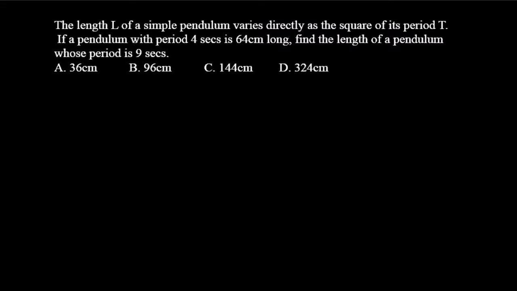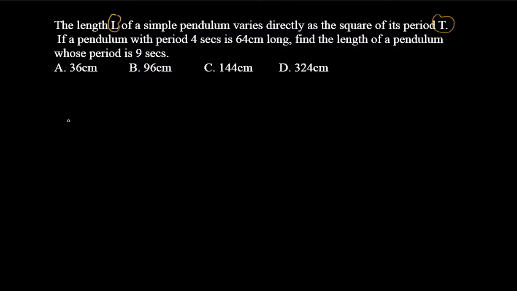Now what the question says is the length of a pendulum. So the length is denoted with L. The length of a simple pendulum varies directly as the square of its period. So anytime you see problems like this, the first thing is you should try to decipher the relationship between the two items of the problem statement.